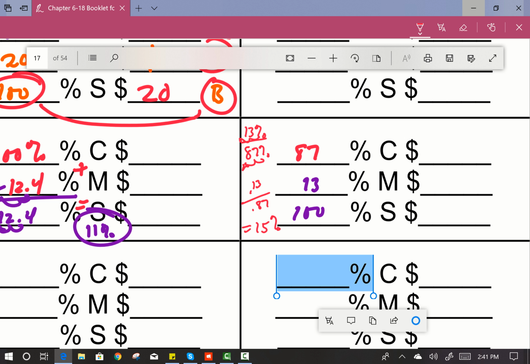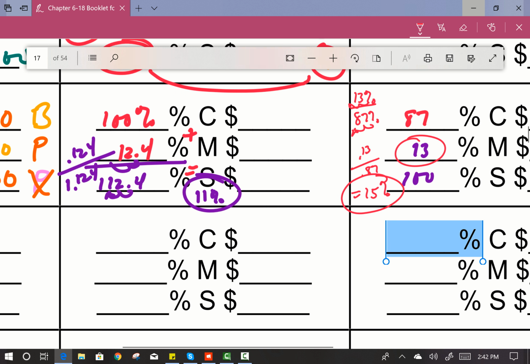Okay, so the percent of markup on selling price is 13%. Its equivalent percent of markup on cost is 15%. So this is the percent of markup on cost. This is the percent of markup on selling price. Remember, the percent of markup on selling price is always less than the percent of markup on cost. Okay, so those are equivalents.